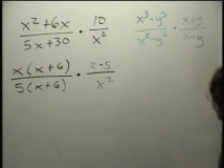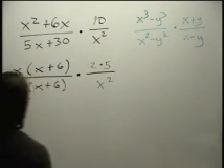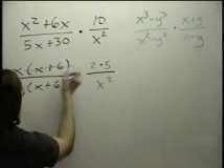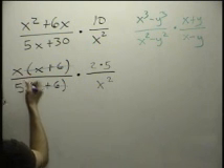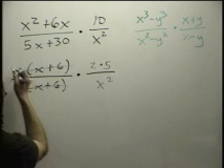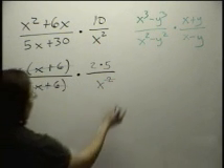So what do I have? Well, here's what I have in common. I have an x plus 6 in common, clearly. I can divide that out. I have an x and an x, so I can divide that out. Only one of the x's down here.